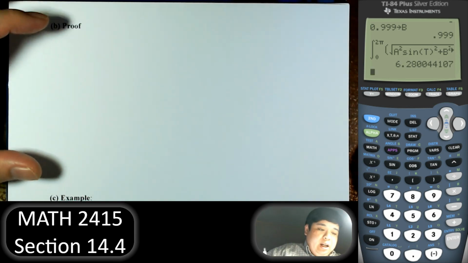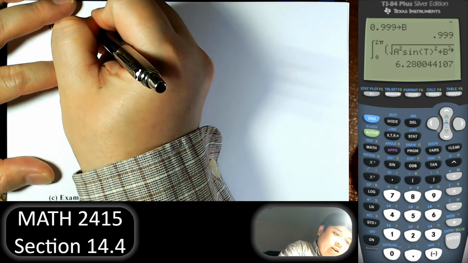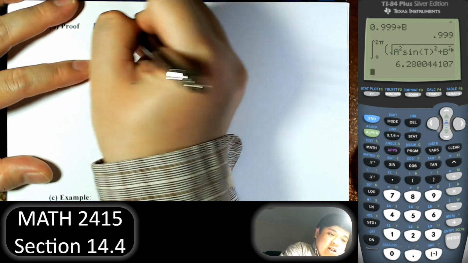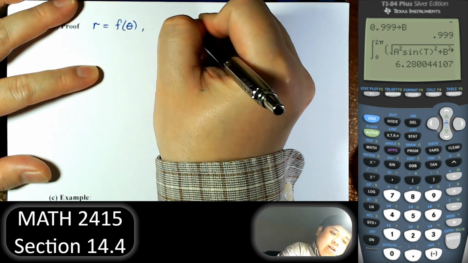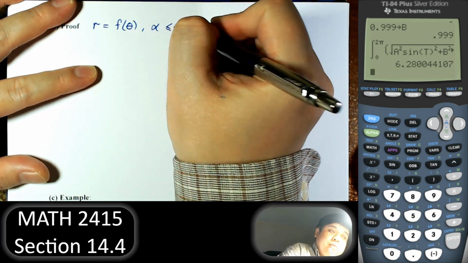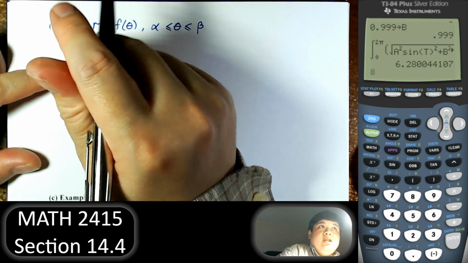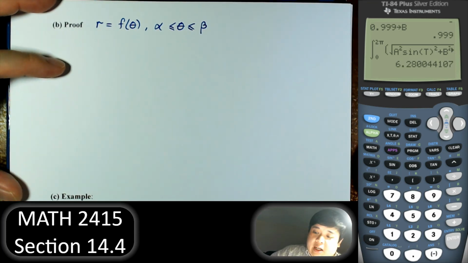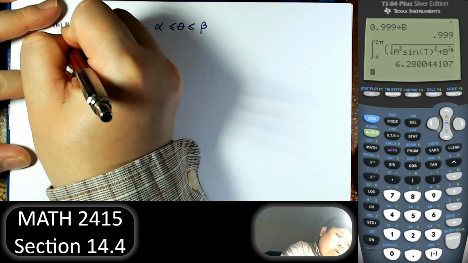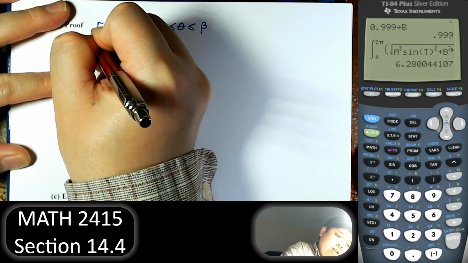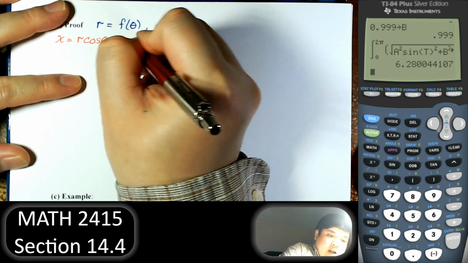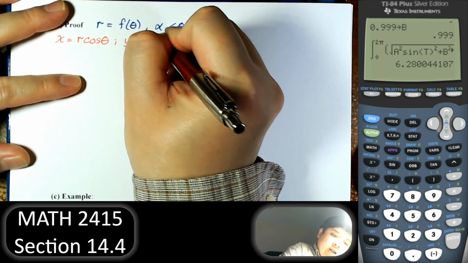So proof. First of all, we have r equal to f of theta, so that is the curve, and theta between alpha and beta. This is the radius, not the vector r. Alright, so in polar, x equals r cosine theta and y equals r sine theta.